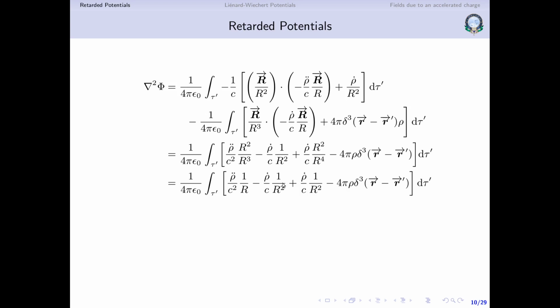Similarly we have 1 by r square here, and this r square will vanish, and in the denominator we'll have r square. So now minus rho dot by c into 1 by r square plus rho dot by c into 1 by r square, these two will get cancelled, and eventually we'll just have these two terms left. Okay, so these are the two terms which are left.